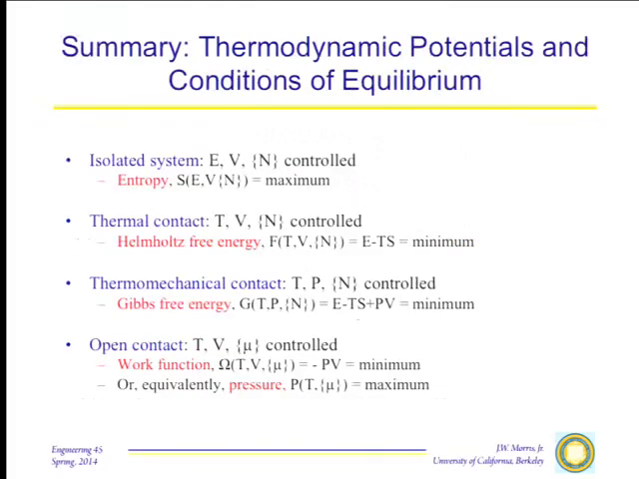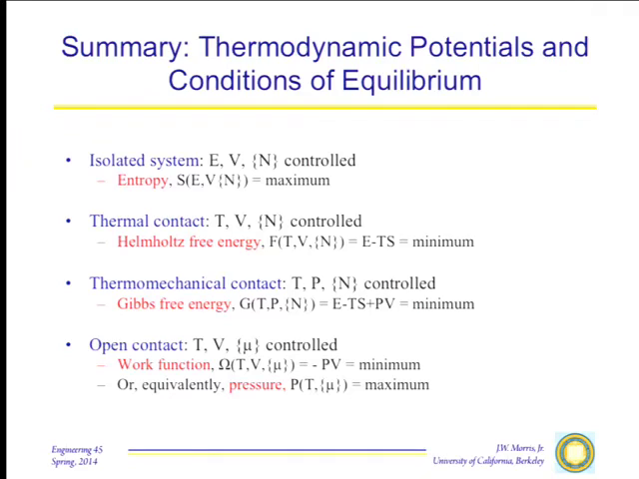Isolated system, E, V, and N are controlled, the entropy must be a maximum. If there's thermal contact, T, V, and N are controlled, the Helmholtz free energy, E minus TS, must be a minimum. Thermomechanical contact, T, P, and N are controlled, the Gibbs free energy, E minus TS plus PV, must be a minimum. And for open contact, T, V, and μ are controlled, the work function, minus PV is a minimum, or equivalently, the pressure, P, must be maximum for given values of T and μ.